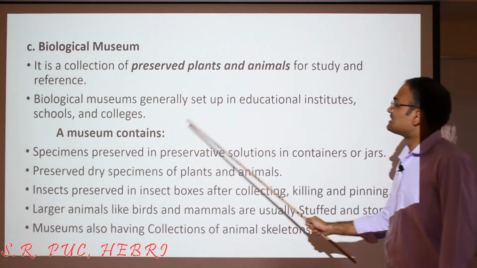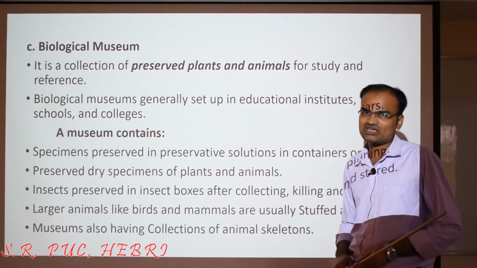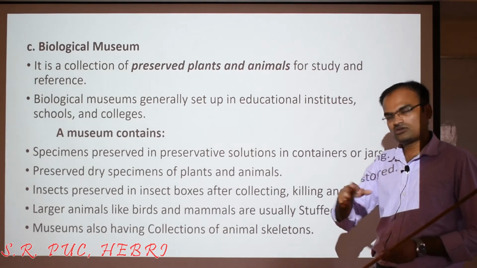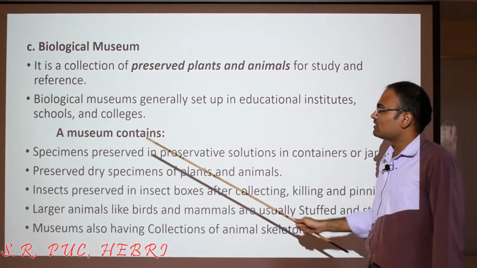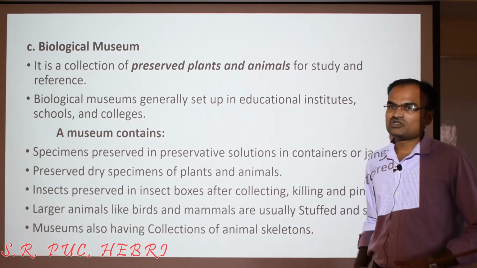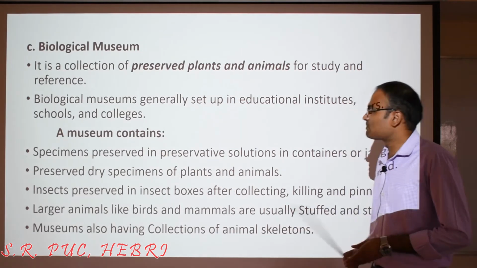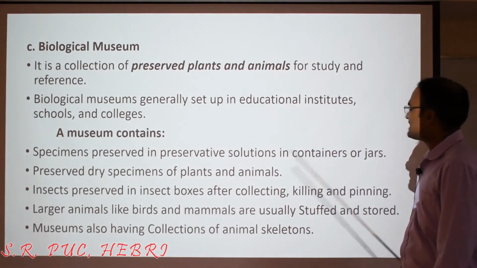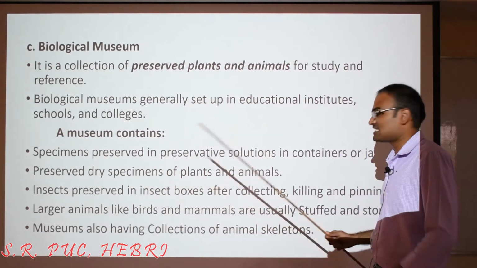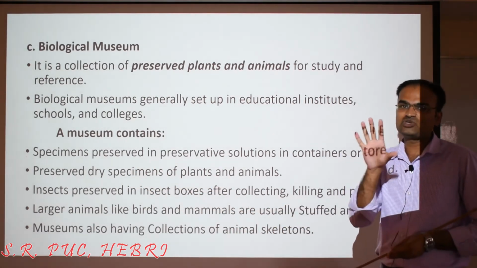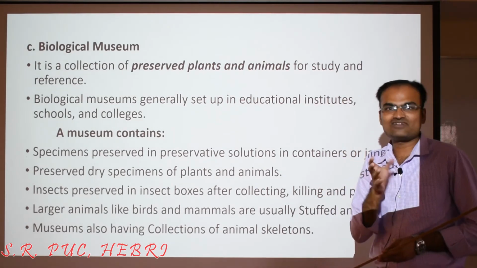Biological museums are generally set up in educational institutes, schools and colleges. They are commonly established in schools and colleges for reference purposes. So what is present in a biological museum? What are we going to observe? A museum contains specimens preserved in preservative solutions in containers or jars. Specimens you already know, preserved in preservative solution. The preservative solution is a liquid, commonly formalin. We call it formalin.